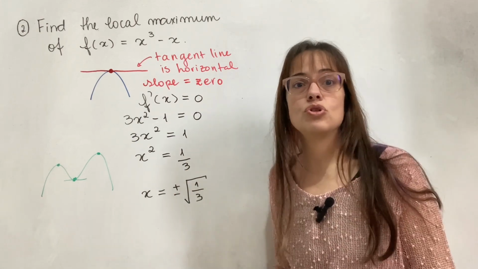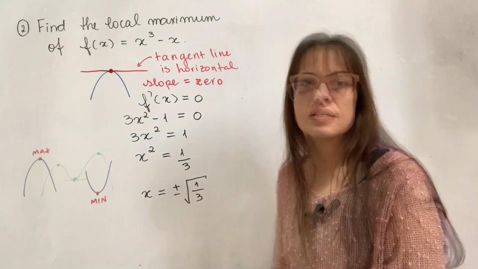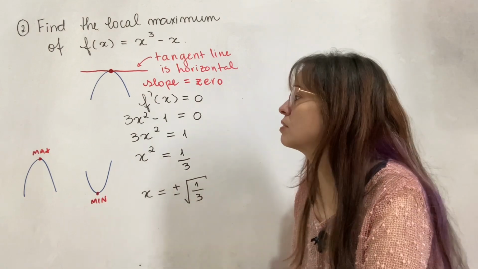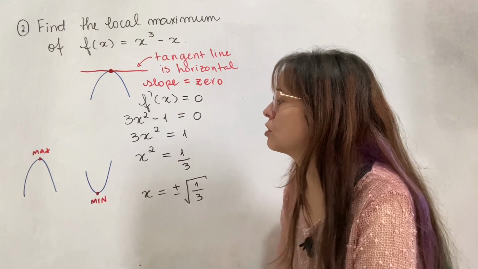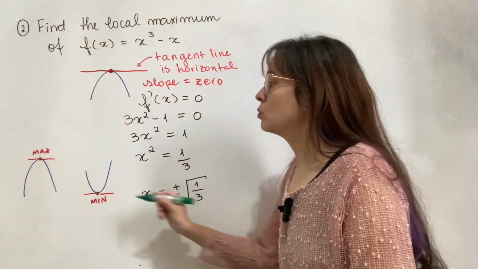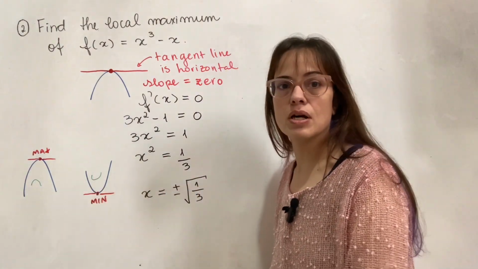So how are you going to choose which one of these two is the answer to your question? Sketching the function like we did before is definitely a possibility, but I want to do something else. Local maximum and local minimum both have a horizontal tangent line, but one of them has concavity down and the other one has concavity up.